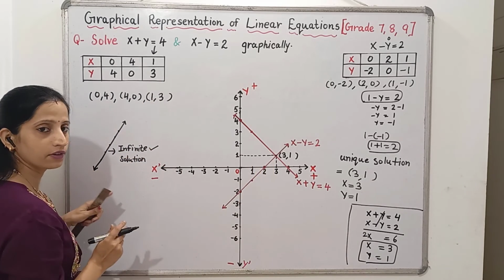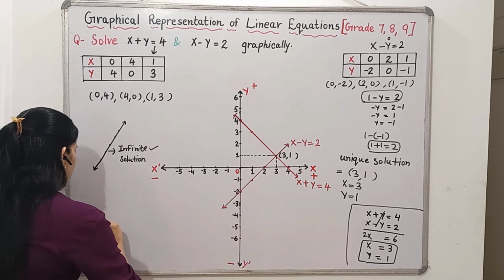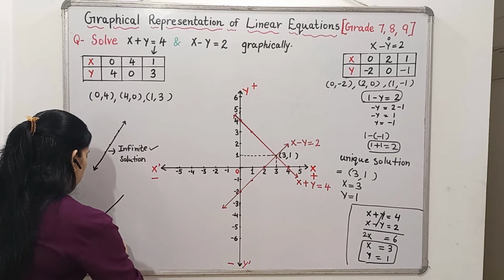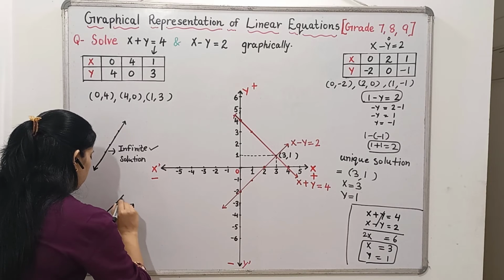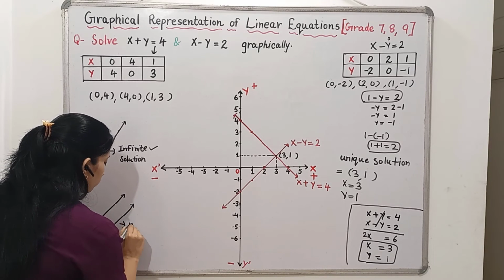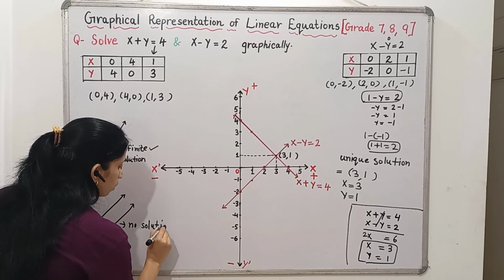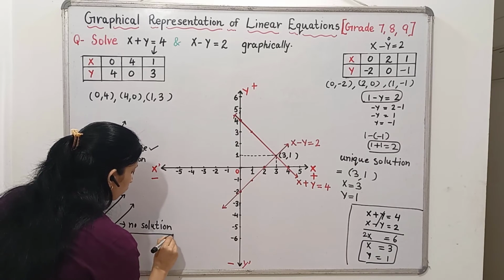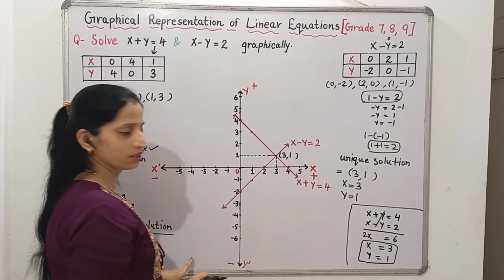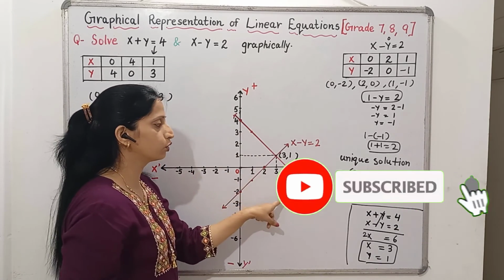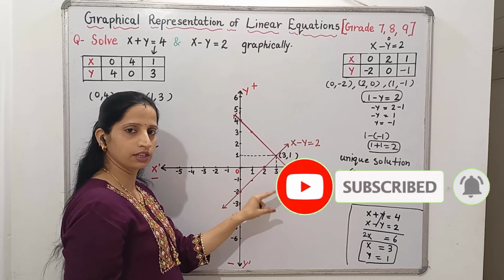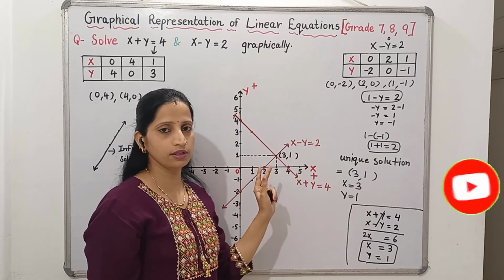And whenever the graph for 2 equations looks like this, parallel lines, this means the given equations will have no solution, because these lines will never intersect each other. So there will be no solution for those equations. Okay. So you need to practice these types of questions, then only you will understand this topic in depth.